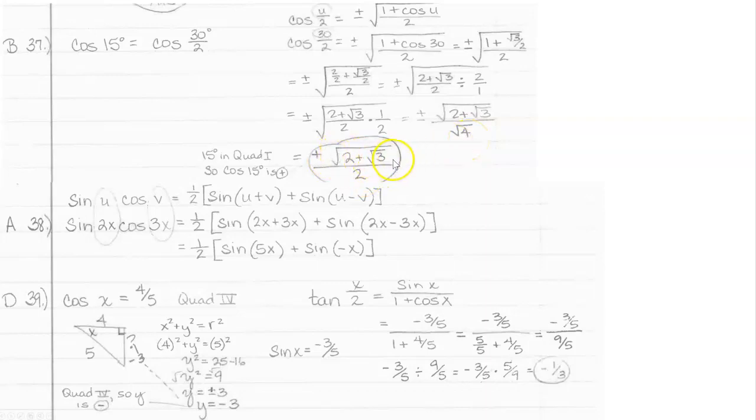I can leave my numerator alone. But I do have to figure out whether this is positive or negative. It's not going to be both. And so because I was finding the cosine of 15 and that's in the first quadrant, then we know everything in the first quadrant is positive. So that's why we choose the positive sign here.